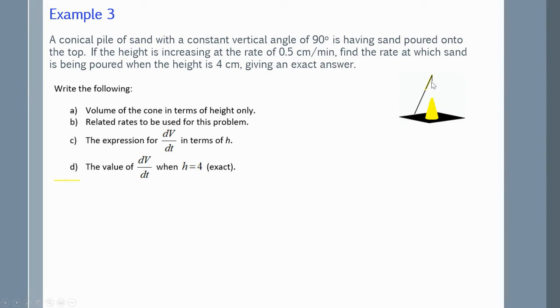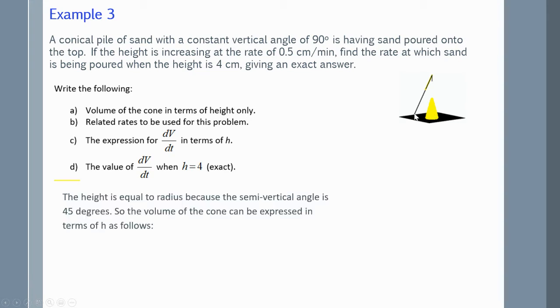If this angle is 90, that means half angle is 45 degrees. If that's 45, that's 45. That means that height h is equal to the radius. So if h at any time is equal to the radius, we replace r with h, and the volume of a cone, 1/3 pi r squared h, becomes 1/3 pi h cubed.